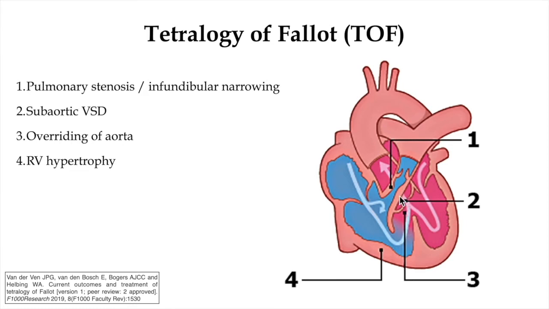Because of the right side movement of the conal septum, there is a formation of pulmonary stenosis. Because of the pulmonary stenosis and the VSD, the right ventricle is exposed to the left ventricular pressure, and then there will be a hypertrophy of the right ventricular myocardium. So, RV hypertrophy is the third component, and the overriding of aorta is another component of tetralogy of Fallot.